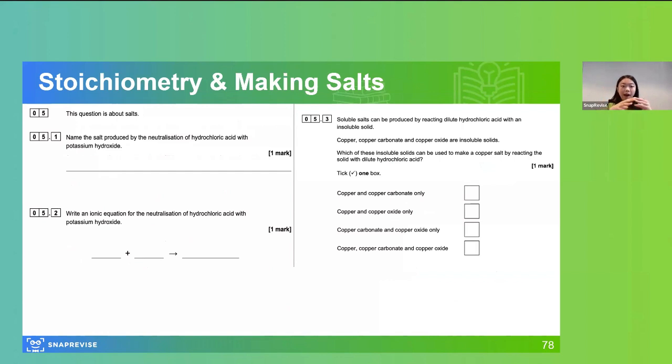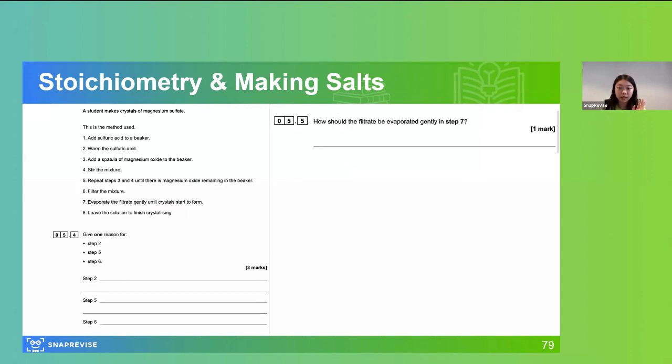That's the way you would process how you figure out what the salt is through the neutralization. Removing the H from the acid and removing the OH from the hydroxide. Whatever is left, that's going to be your salt. Second question, write an ionic equation for the neutralization of hydrochloric acid with potassium hydroxide. And I already emphasized this so much earlier. The ionic equation for neutralization will always, always, always be H+ plus OH- gives you H2O. There's nothing around it.